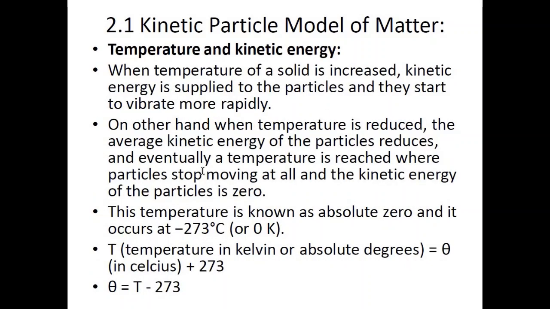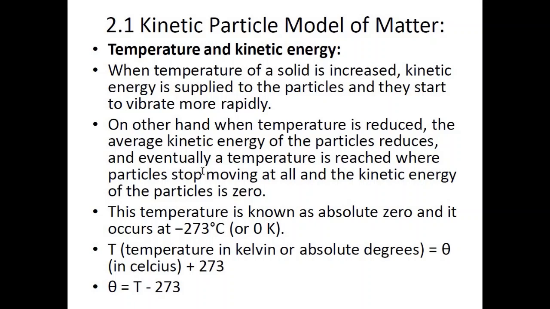Temperature and kinetic energy. When the temperature of a solid is increased, kinetic energy is supplied to the particles and they start to vibrate more rapidly. On the other hand, when temperature is reduced, the average kinetic energy of particles reduces, and eventually a temperature is reached where particles stop moving at all and the kinetic energy of particles is zero. This temperature is known as absolute zero or absolute temperature, and it occurs at -273 degrees centigrade. We also call it 0 Kelvin.